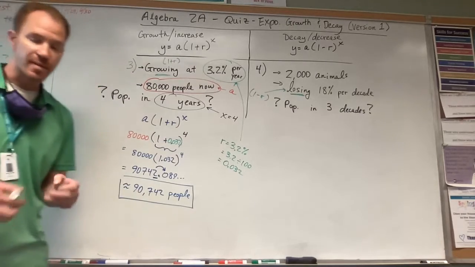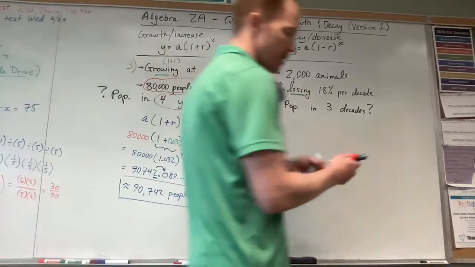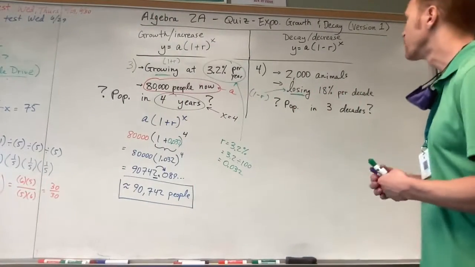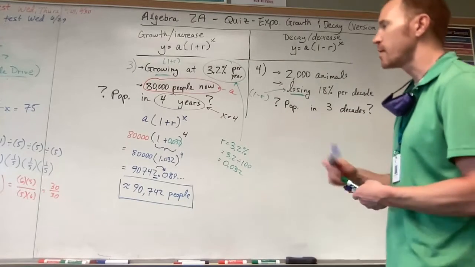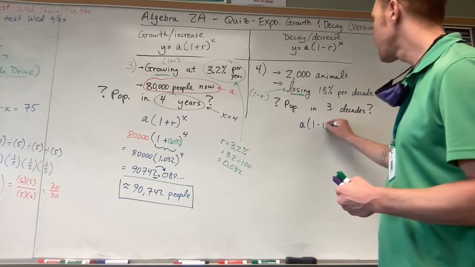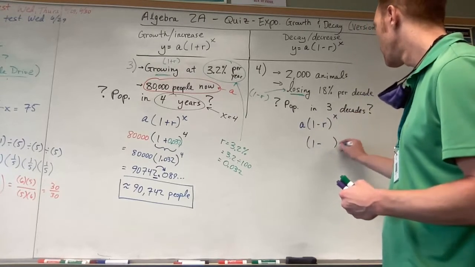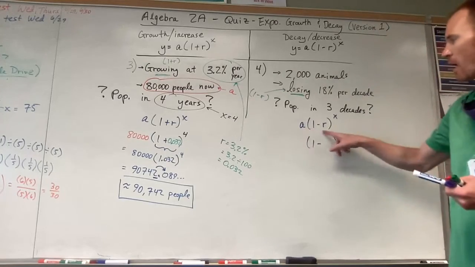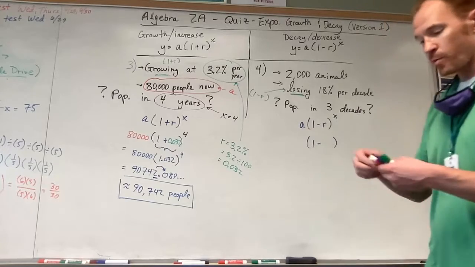Number 4 will be a very similar process, except in this case we're decreasing, we're losing. So that tells us we're going to do the 1 minus R. But again, I'm going to start here. We'll have A times 1 minus R to the power of X. And I'm going to fill in for A, R, and X in this case, because I know all 3 numbers. What do we have here?